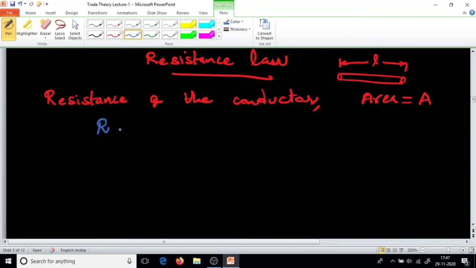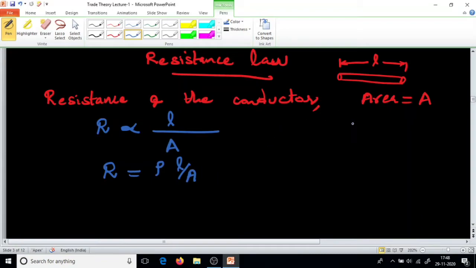R is directly proportional to the length of the conductor divided by the area of the conductor. So this is a proportionality, and there will be a proportionality coefficient. Now we'll put the proportionality coefficient, that is R equals rho L by A.